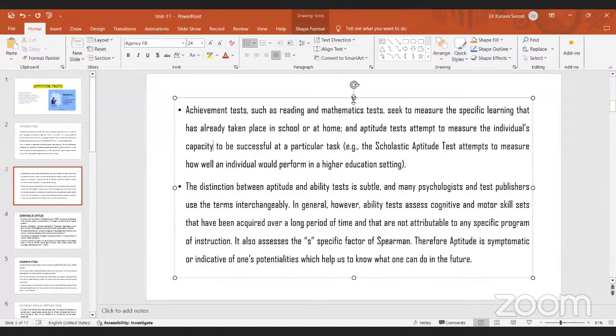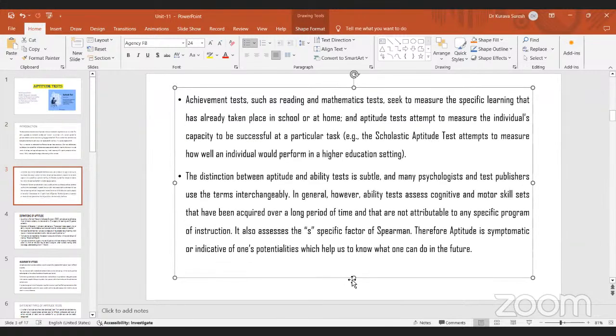Achievement tests, such as reading and mathematics tests, measure the specific learning that has already taken place in school or at home, while aptitude tests attempt to measure an individual's capacity to be successful at a particular task. Scholastic achievement tests attempt to measure how well an individual would perform in a higher education setting.